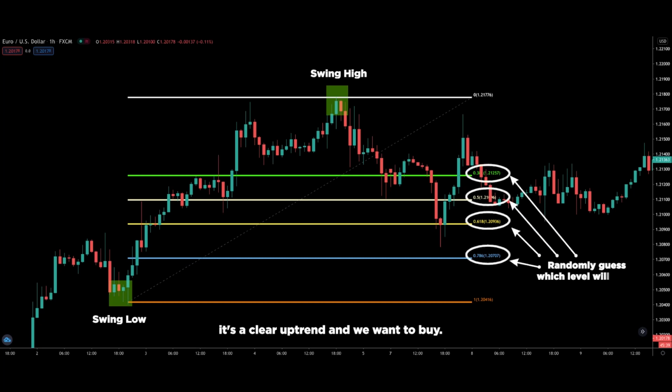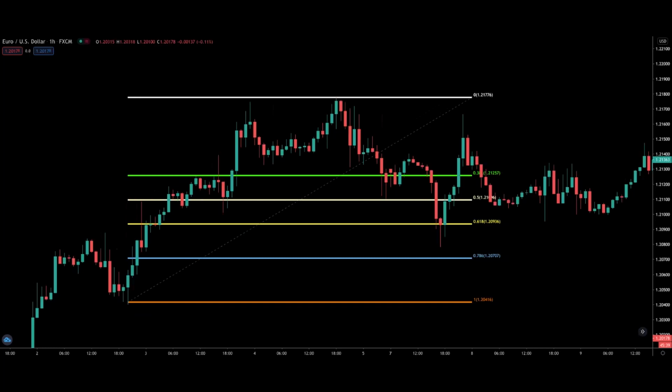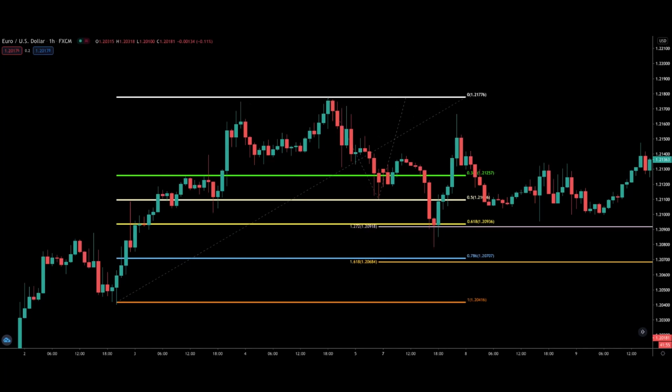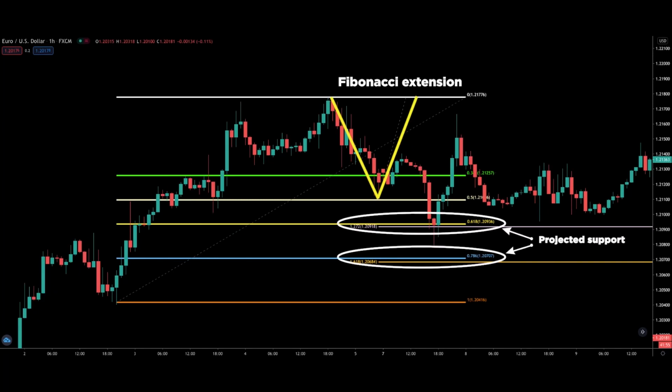And rather than randomly choosing which Fibonacci level is more likely to hold, we watch for a 3-wave price structure. When we see price breaking the first wave's low, we can use the Fibonacci extension tool to project where price is likely to turn. This is how we combine the Fibonacci retracement tool with the extension tool.